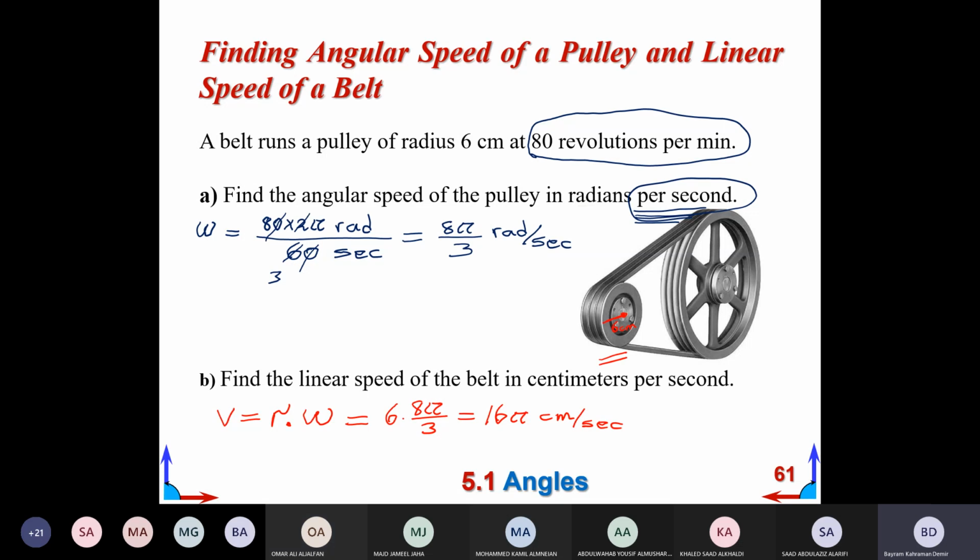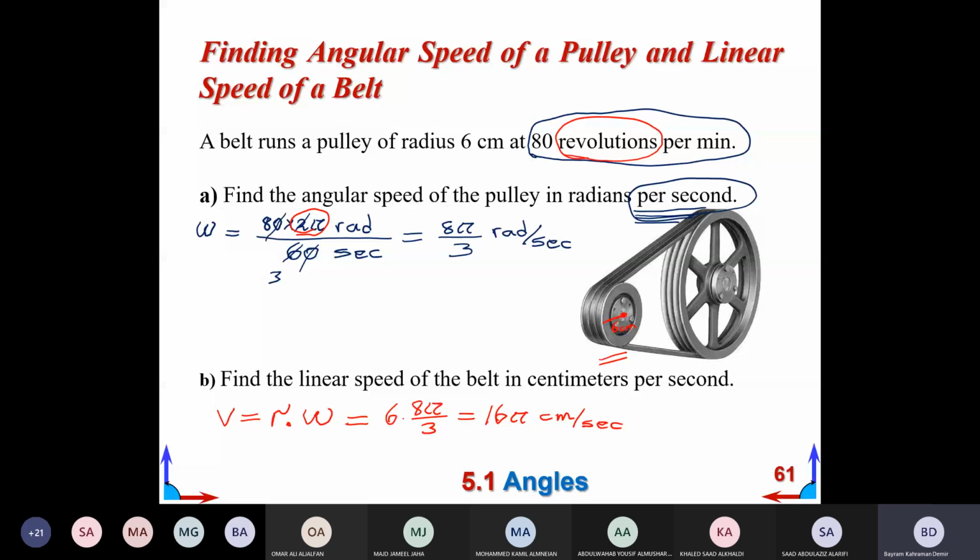Doctor, the second question, why do we multiply by 2 pi? Not the second, the A. You need to understand what revolution means, Shabab. Revolution is one turn, I think, right? What is one turn, Shabab? 360. One turn is 2 pi, right?